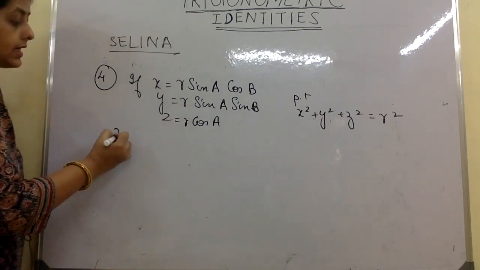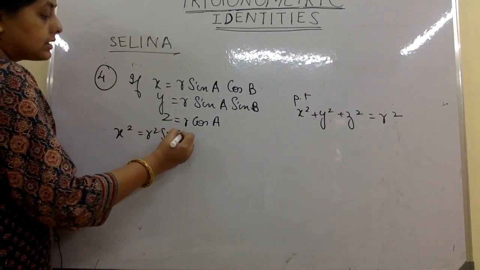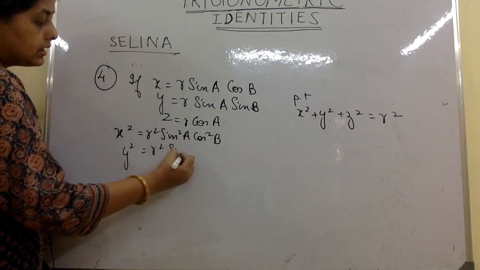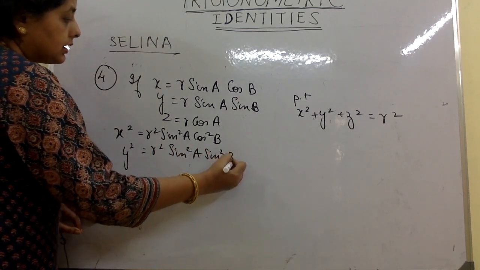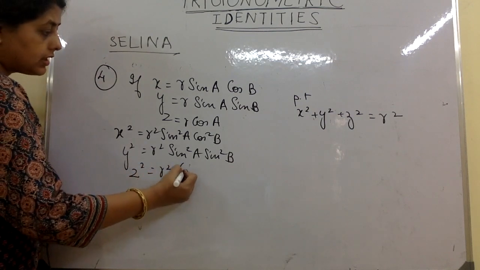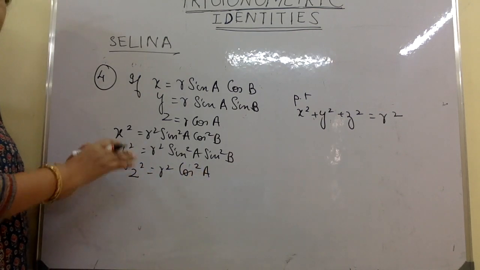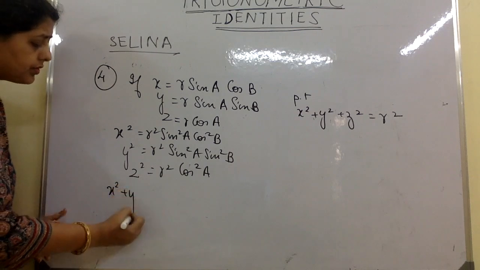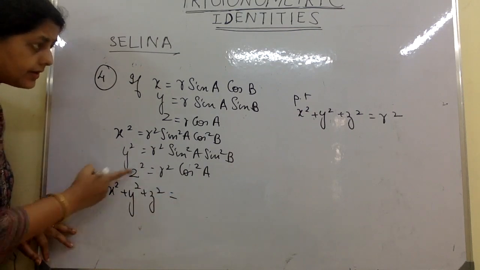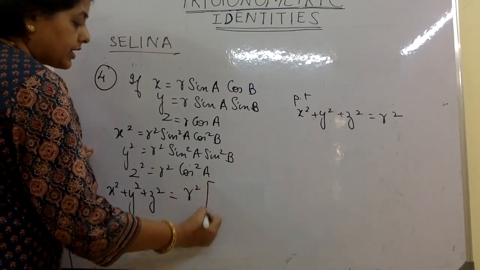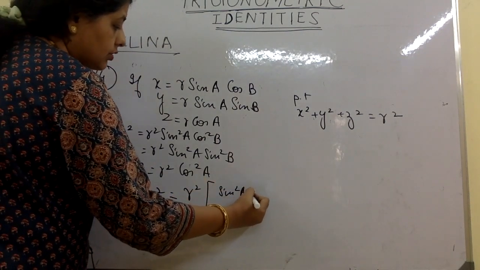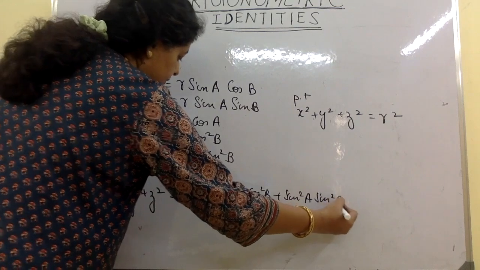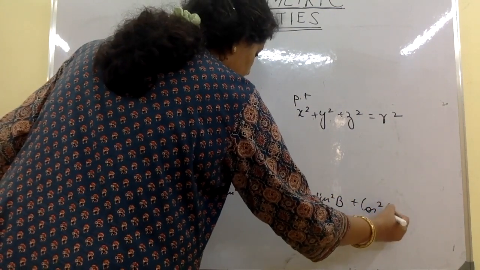Okay, then x square is equal to r square sin square a cos square b. Y square is equal to r square sin square a sin square b. And z square is equal to r square cos square a. I have only squared both sides of all the three statements. That's it. Now I'll add them. I really don't know how to complete the sum till now, but I've added it because I have to add it here. R square in bracket, then sin square a cos square b plus sin square a sin square b plus cos square a.